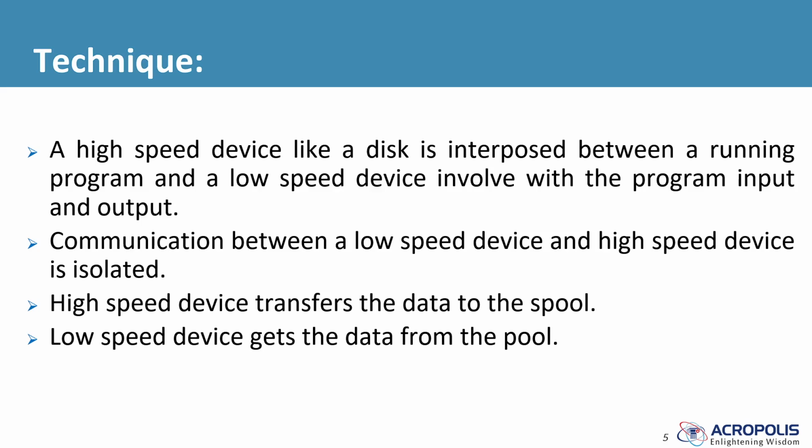Communication. So the second point says the communication between a low speed device and high speed device is isolated. High speed device transfers the data to the spool. Low speed device gets the data from the spool.